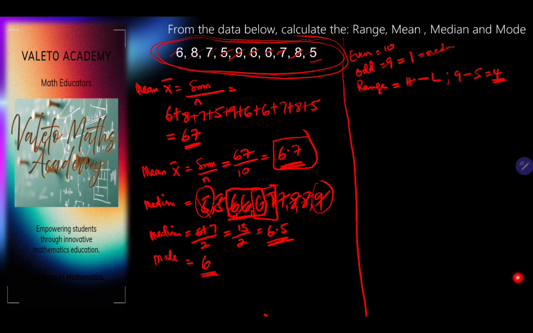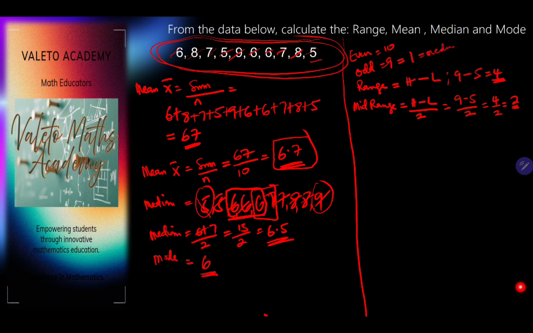Then I'd like to take this a little bit further by talking about what we call the mid-range value. The mid-range value is given by the highest value in the data set minus the lowest value divided by 2, which is the same thing as the average of the range. So this here will now be 9 minus 5 all over 2. And this is the same thing as 4 over 2, which is 2. Okay, so the mid-range value is 2.